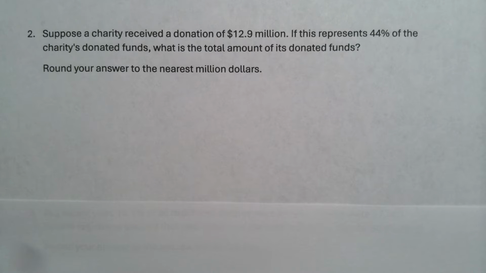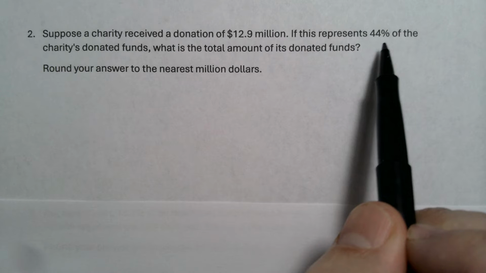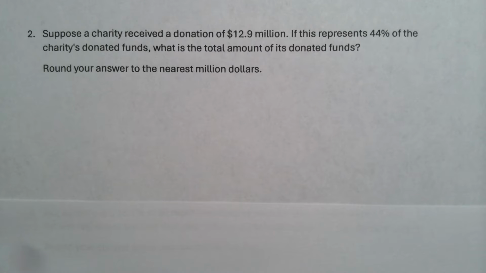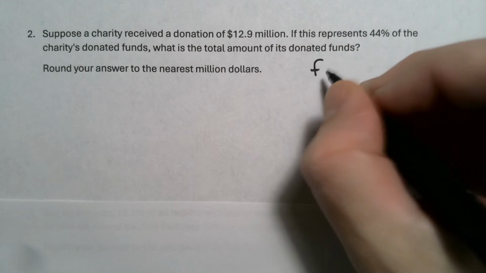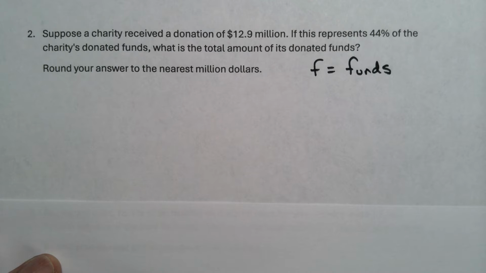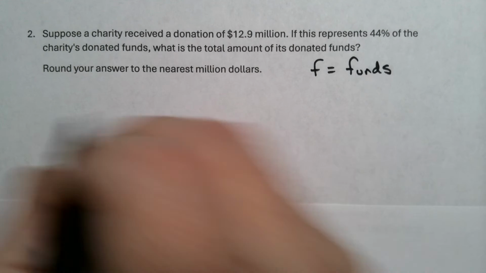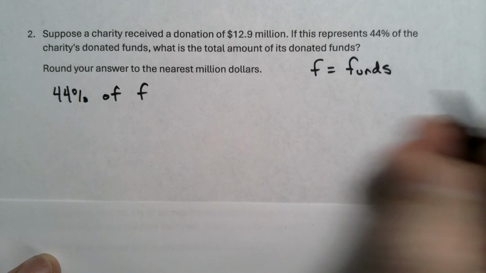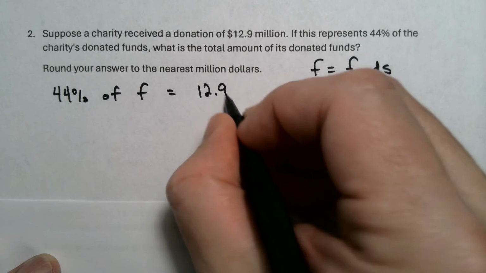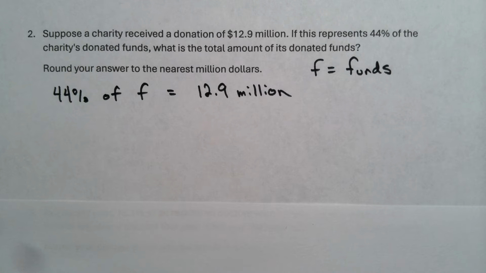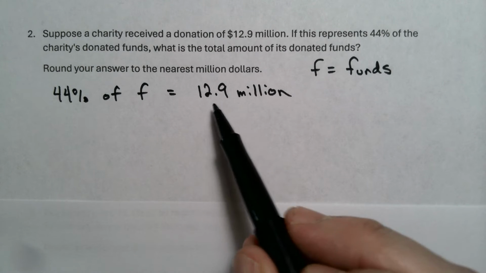Okay, on this one, suppose a charity received a donation of $12.9 million. If this represents 44% of the charity's donated funds, what is the total amount of donated funds? So I'm going to say F is going to be funds. So that's my variable. Okay, so what I know is that 44% of F, funds, is equal to 12.9 million. Okay, and remember, we're going to keep this in $1 million. Okay, so we're not going to try to write this out as a number. We're going to keep the million there.